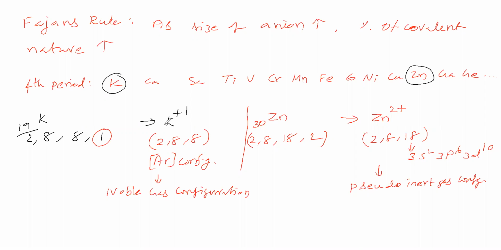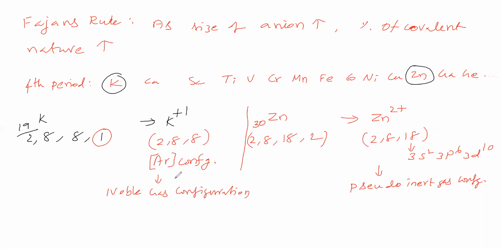But now K plus, the last shell is having 8 electrons, therefore noble gas configuration. Inert gas configuration means last shell should have 8 electrons. Pseudo inert gas configuration means last shell should have 18 electrons. Zn2 plus last shell is having 18 electrons, therefore Zn2 plus comes under pseudo inert gas configuration. K plus last shell contains 8 electrons, therefore K plus comes under inert gas configuration.